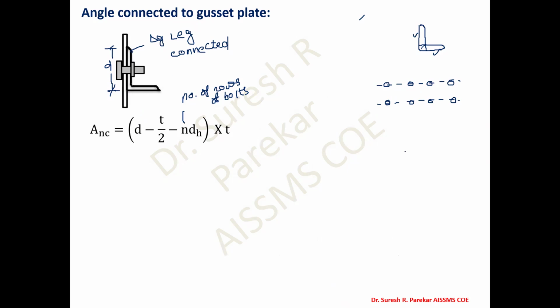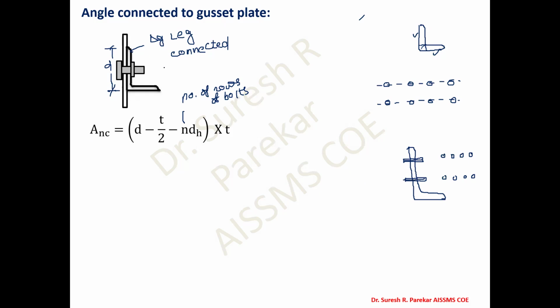Means if I consider any angle, and I have two rows for this angle, this is one and this is second. And then here I have 1, 2, 3, 4 along this line, and 1, 2, 3, 4 along this line. So n dh means we have to subtract from depth. So depth we have along this. We have one bolt here, another bolt here. So my value of n becomes 2 over here.